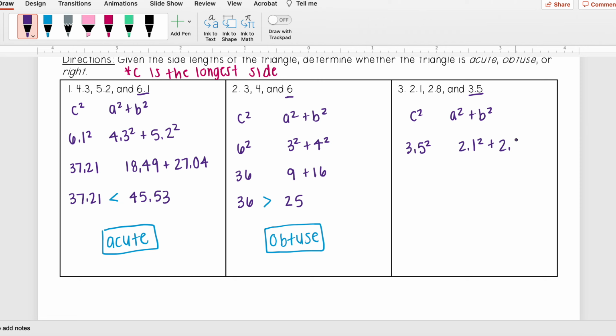Well, 3.5 squared, I get 12.25. 2.1 squared, I get 4.41, plus 2.8 squared, which is 7.84. Now when I add those together, 4.41 plus 7.84, I also get 12.25. So here, c squared is equal to a squared plus b squared. So that means that this is a right triangle.